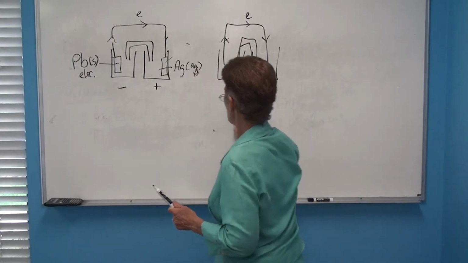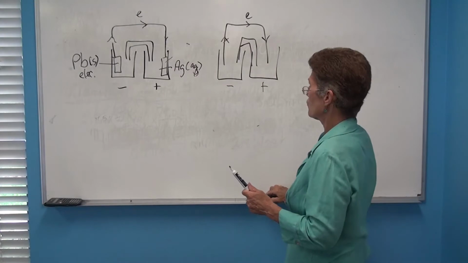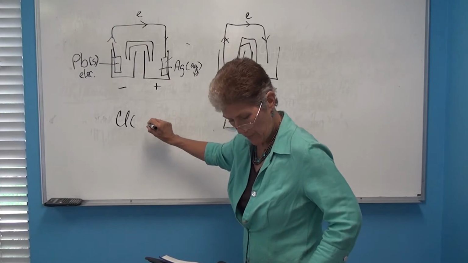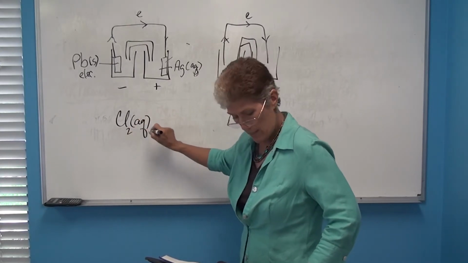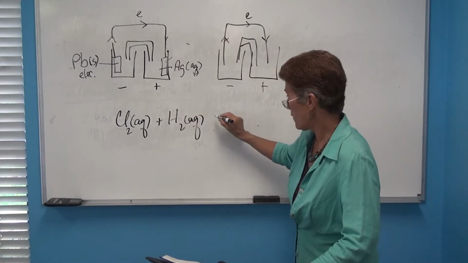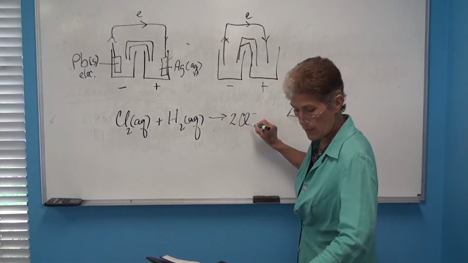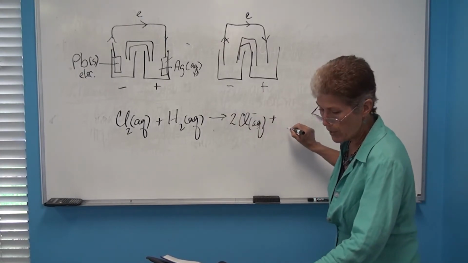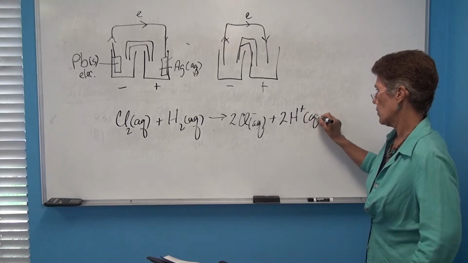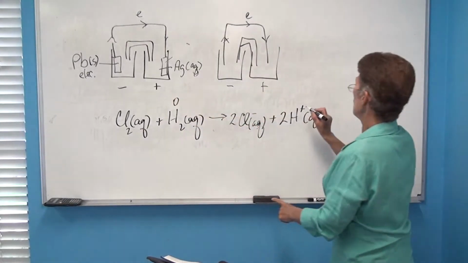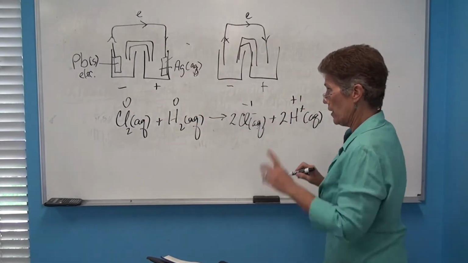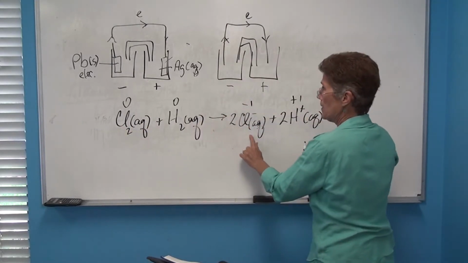Okay, let's do the next one, which is, we're going to use this one. And hopefully my little electrons are going in the right direction this time. Okay, this one, we have chlorine, homonuclear diatomic, aqueous, plus this is aqueous, and that's going to yield 2 Cl minus aqueous plus 2H plus aqueous. Now, this goes from 0 to +1. This one goes from 0 to -1. Okay, so chlorine is being reduced.